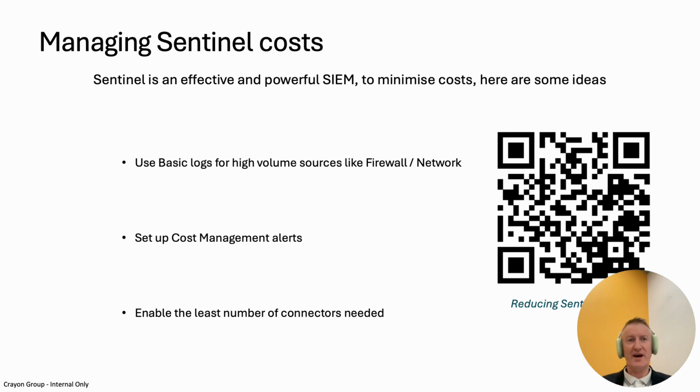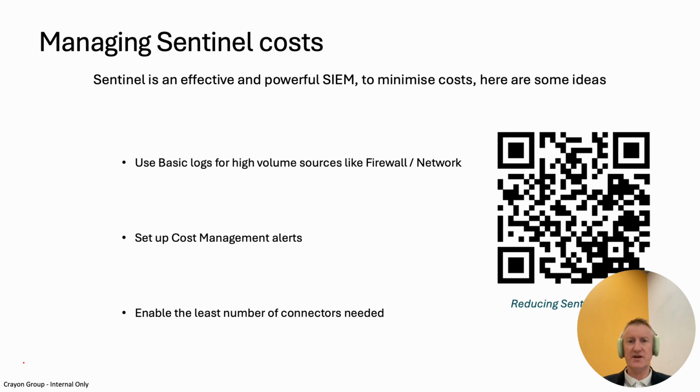Finally, we promised to talk about how you can help reduce those costs as well. Firstly, we know that Sentinel is a really good SIEM. It is cloud native, it scales, it works really fast, but we do not want you to overspend on it. We want you to keep costs as low as you possibly can. Firstly, use basic logs or auxiliary logs for high volume data sources like firewalls and networks. Why? Because the data is less useful. It can still be useful, but it is less useful and it has a lot of volume in it. So you don't want to be storing all of that within your Sentinel workspace.